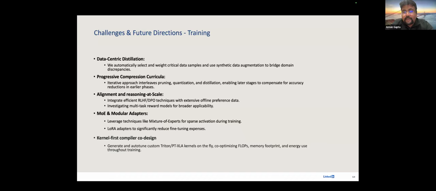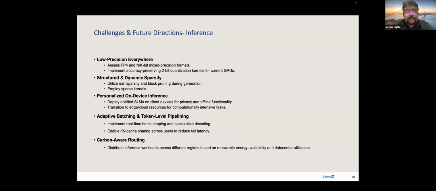Finally, based on what Xiao and QQ talked about, kernel first compiler code design, you need to think about the flops and memory footprint of your code. You can no longer get away with just writing Python code and ensuring that things happen optimally. You need to think through all parts of the stack, and that's also something DeepSeek made very relevant with the recent R1 release. And this is something that's top of mind for us.